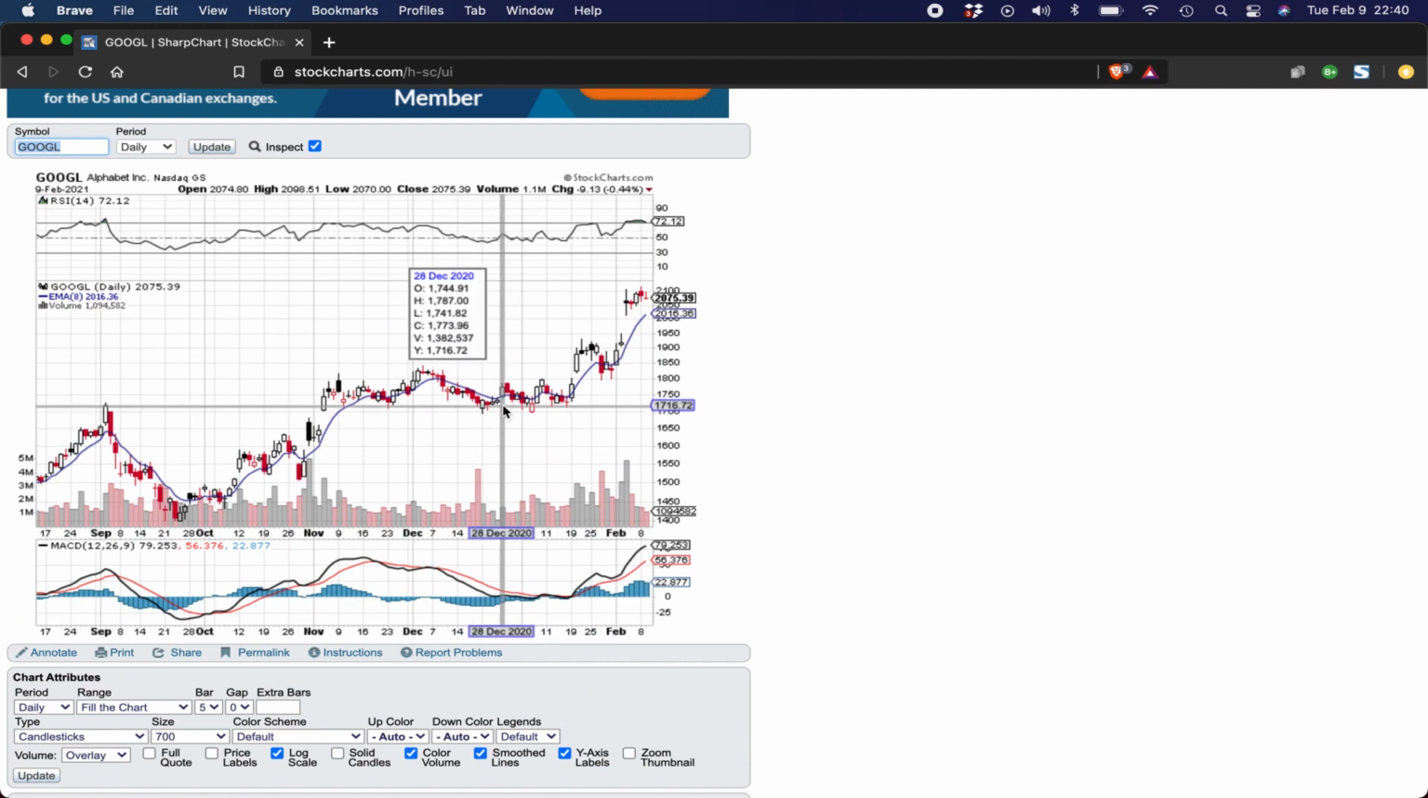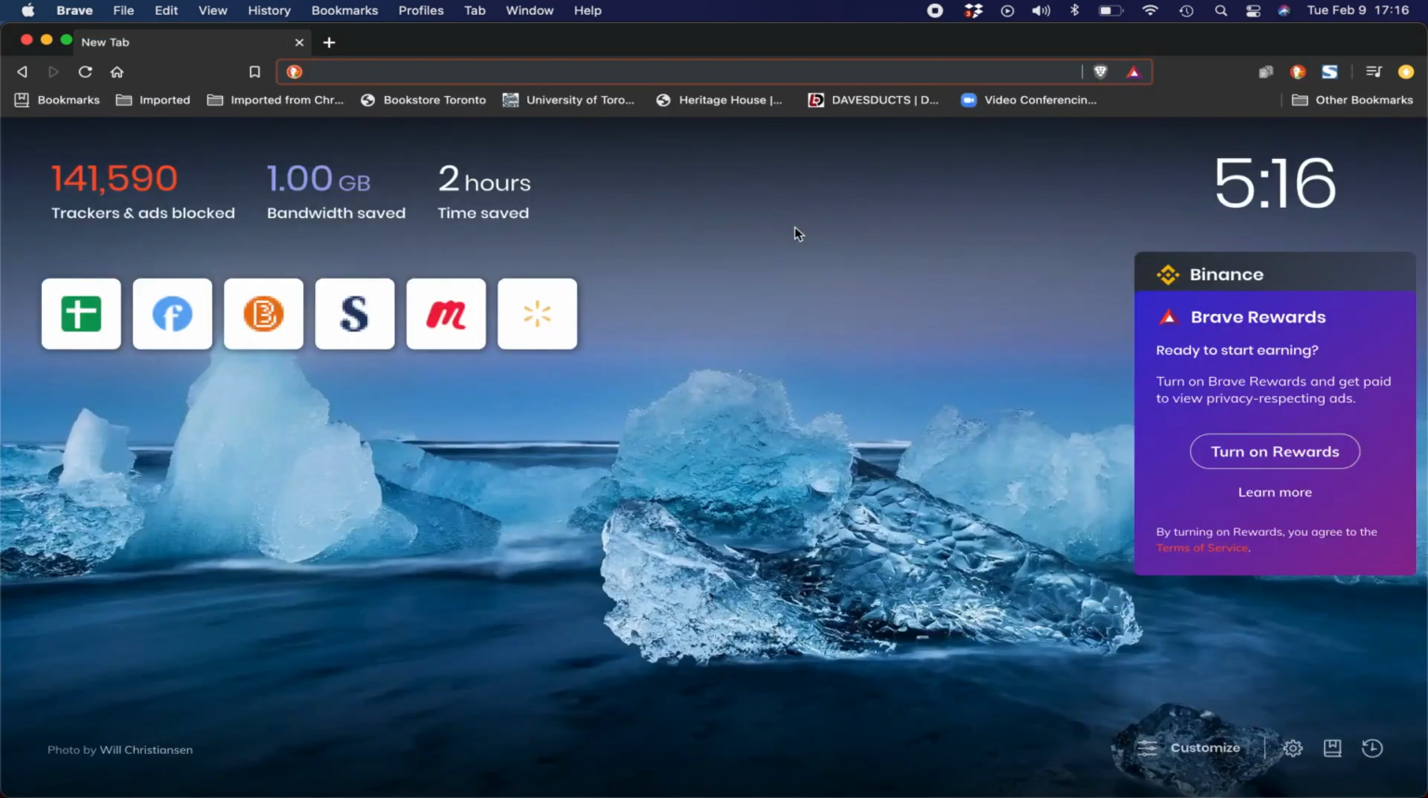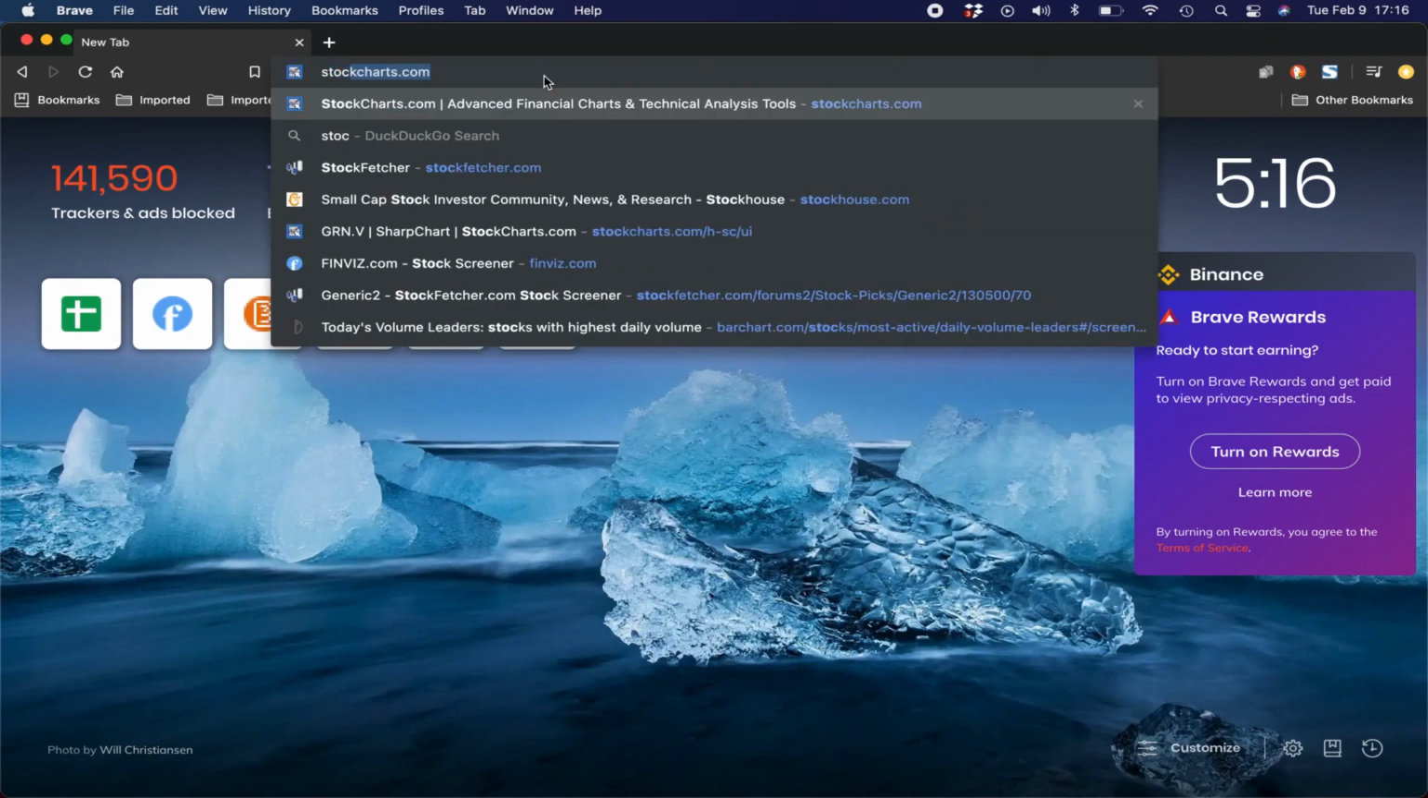We will go through how stockfetcher works and how we can use it to screen stocks to identify tickers that close above the EMA so that you can get a few symbols that you can trade. Okay. Using stockfetcher. So let's go to stockfetcher.com.